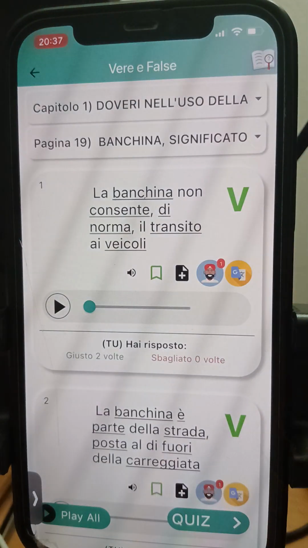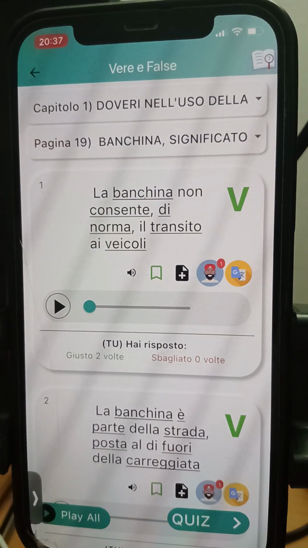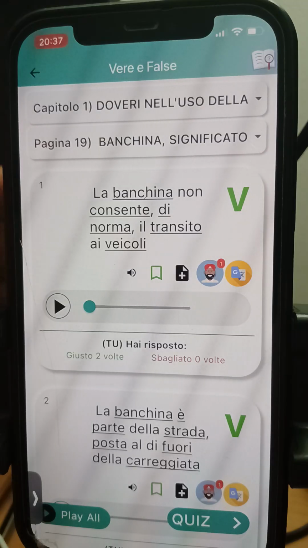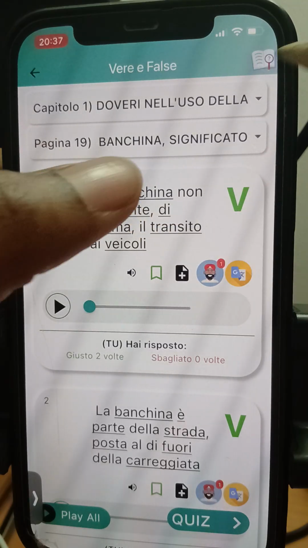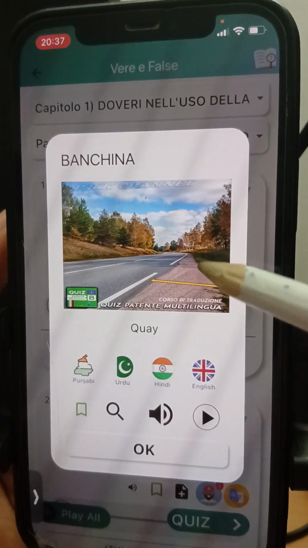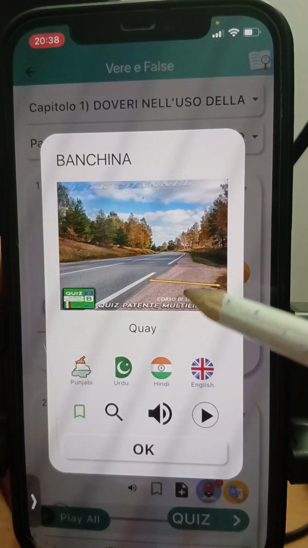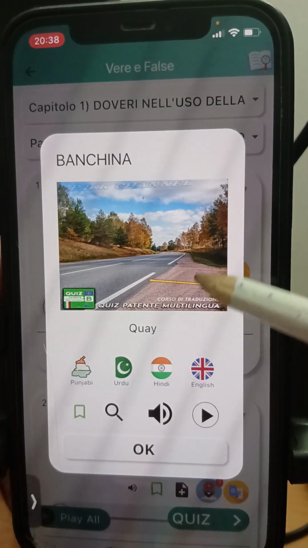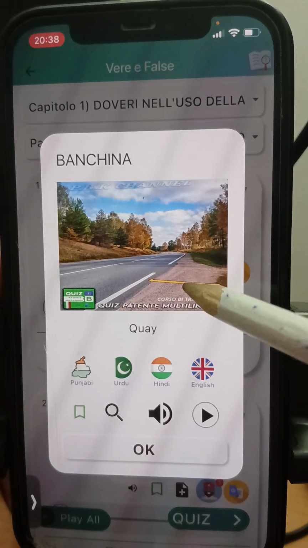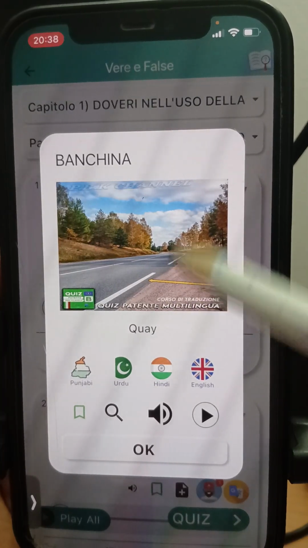So now let's go. What is this? Vehicles are not allowed to do what? To transit here. Vehicles are not allowed to transit by this place, the edge side of the road. Vehicles are not allowed to transit in what? In banchina. They are not allowed.